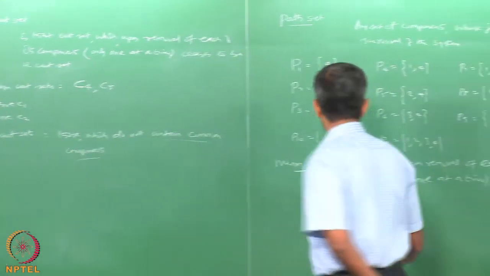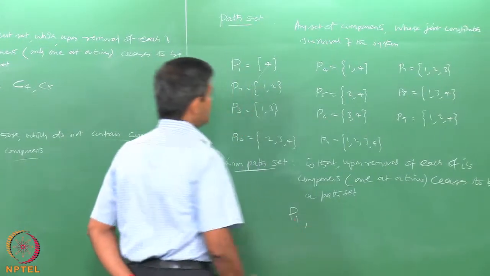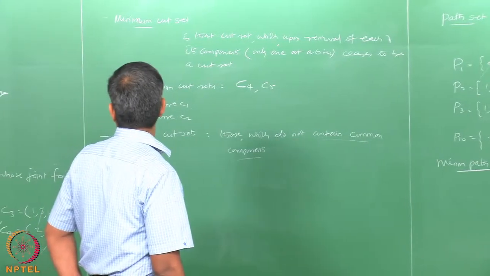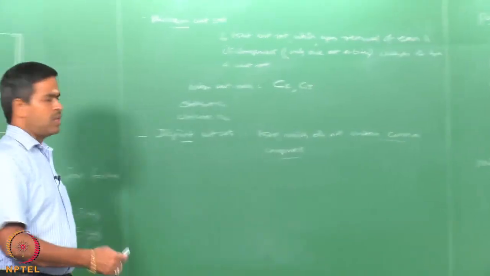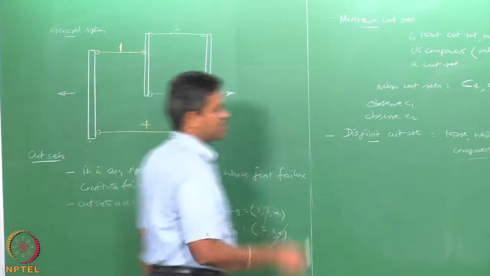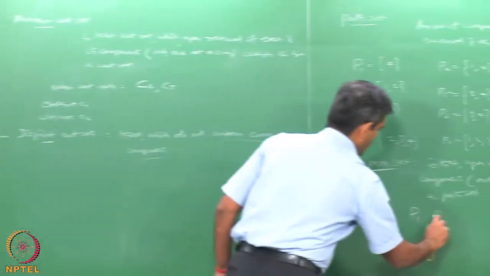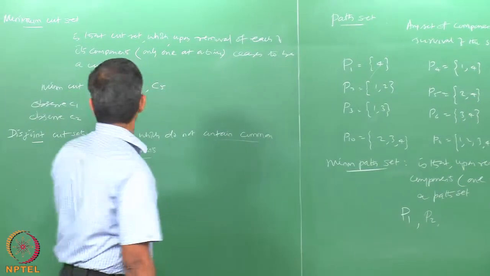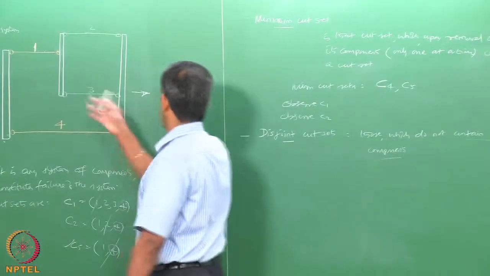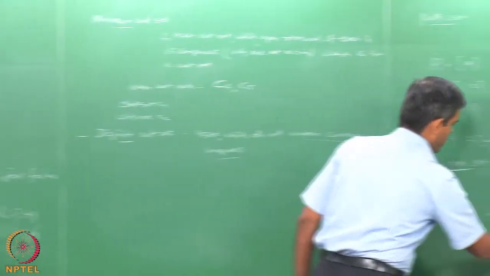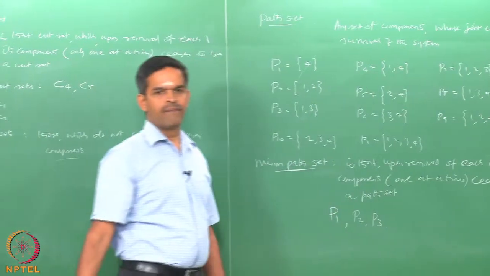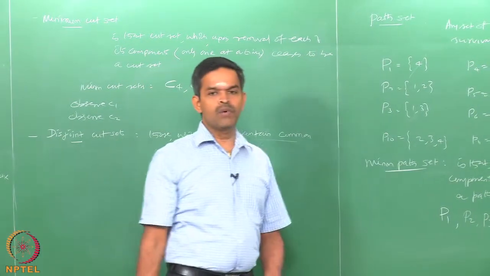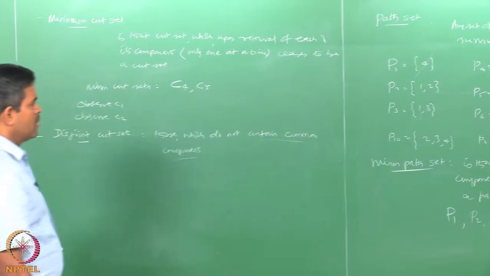Okay. So, P1. If you remove either one of them in P2, let us say I remove 1 or 2, it cannot connect. So, P2. If you look at P3, if you remove 1, it cannot connect. So, P3. Okay. So, minimum path sets are going to be P1, P2 and P3.